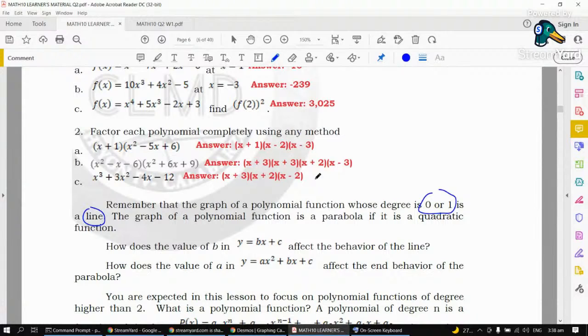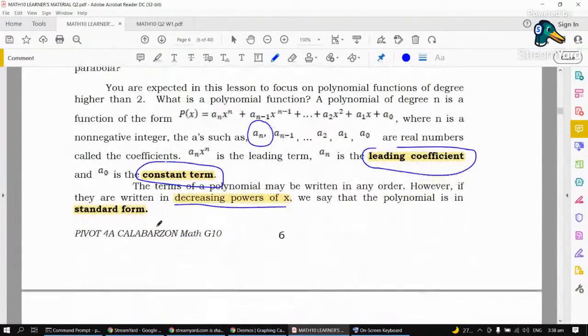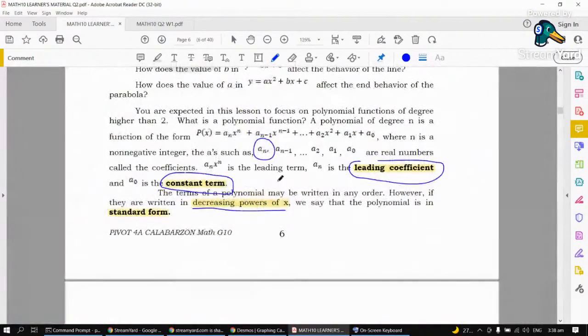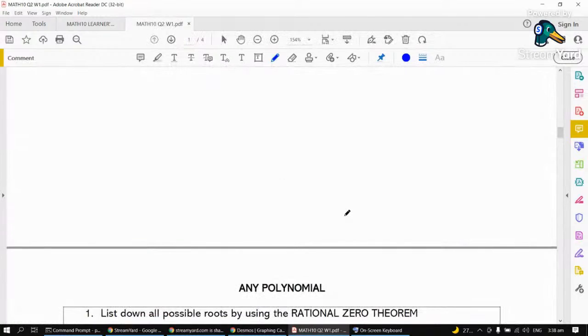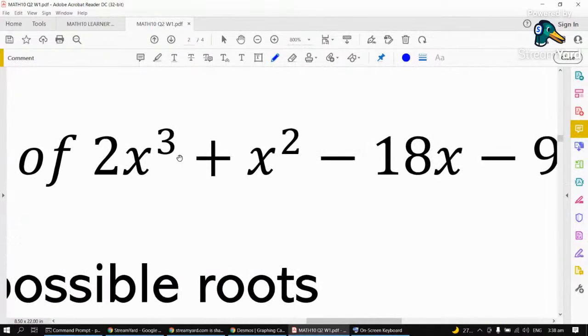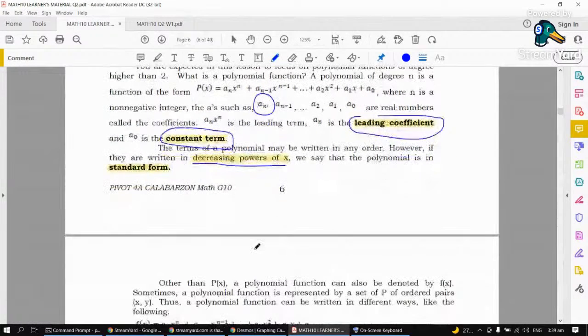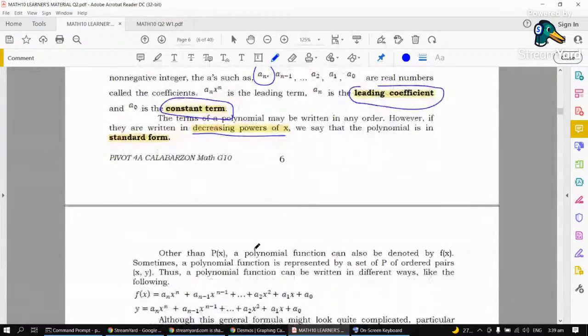So, ano nga ba itong graph of parabola is quadratic equation? Yan, standard form. Gaya nito, no? Sunod-sunod. Umpisa sa pinakamataas na exponent, 3, sinundan ng 2, and then 1, and then dito, x to the 0. Okay.